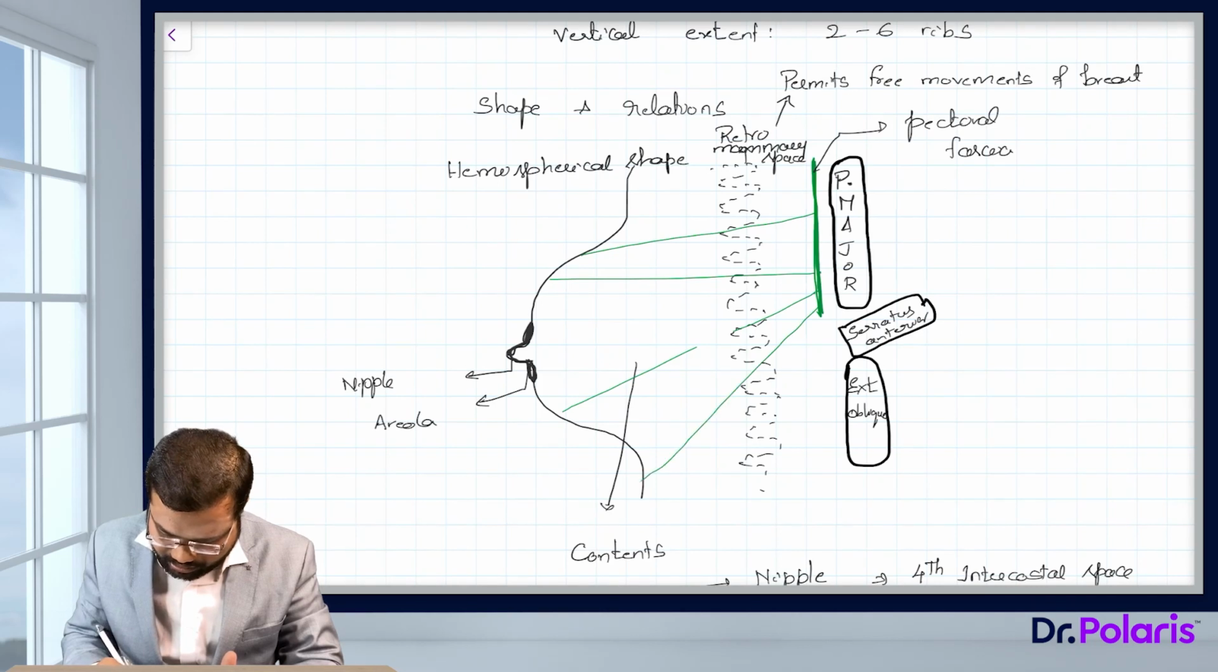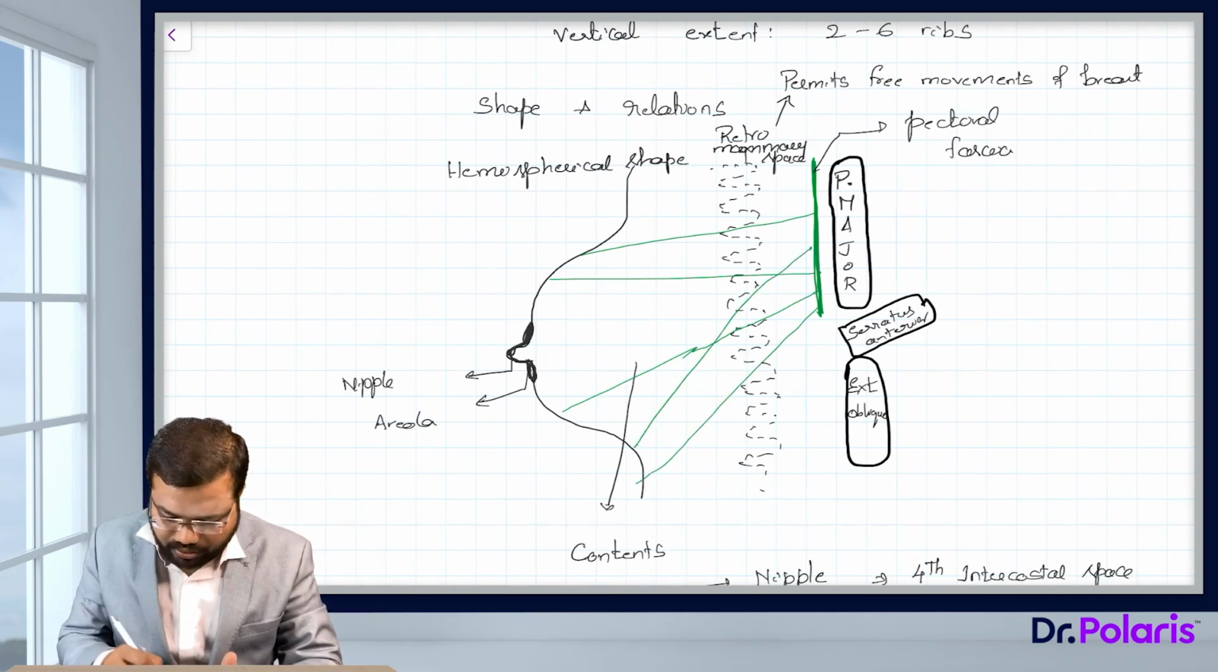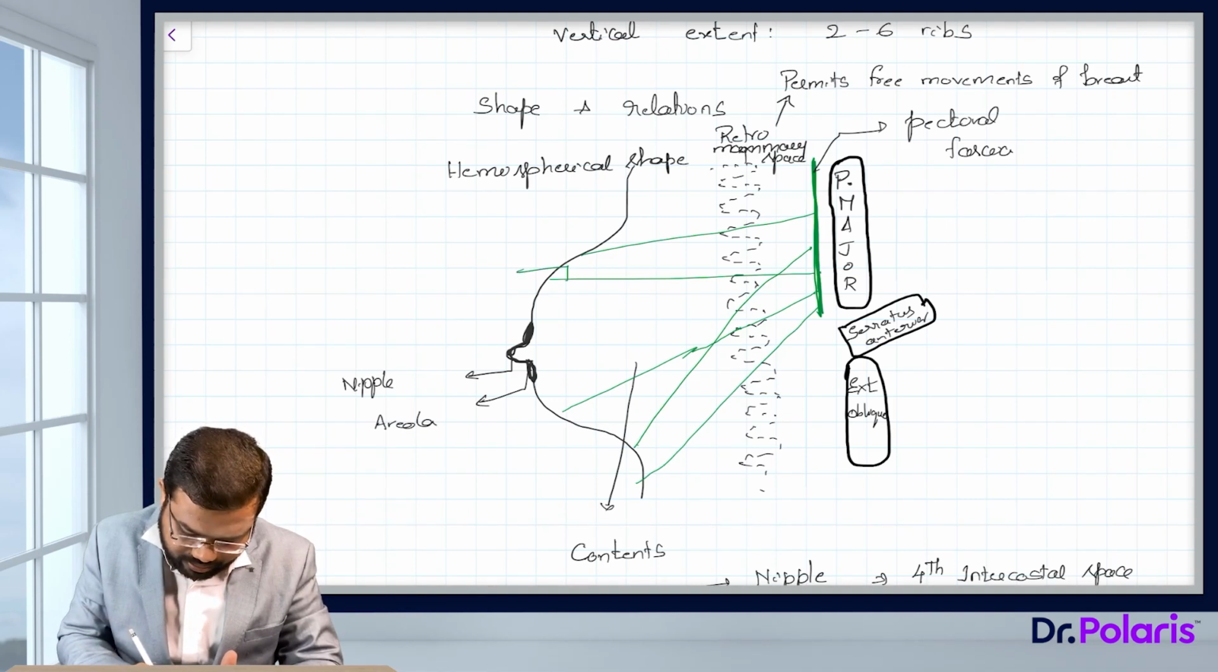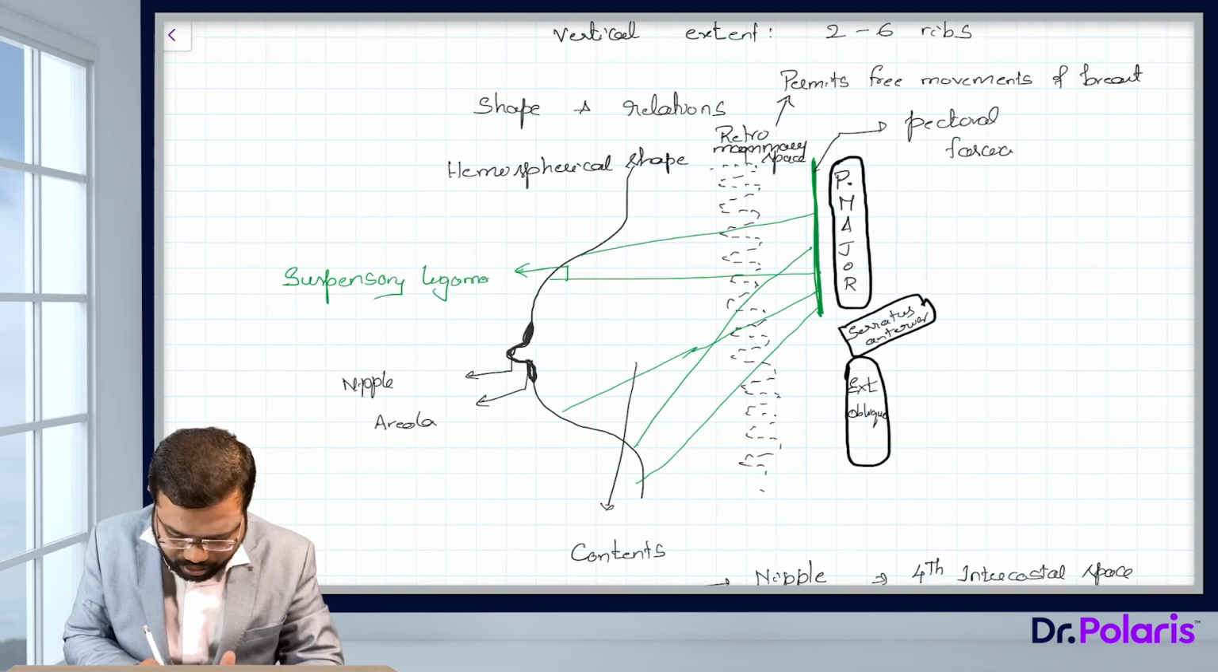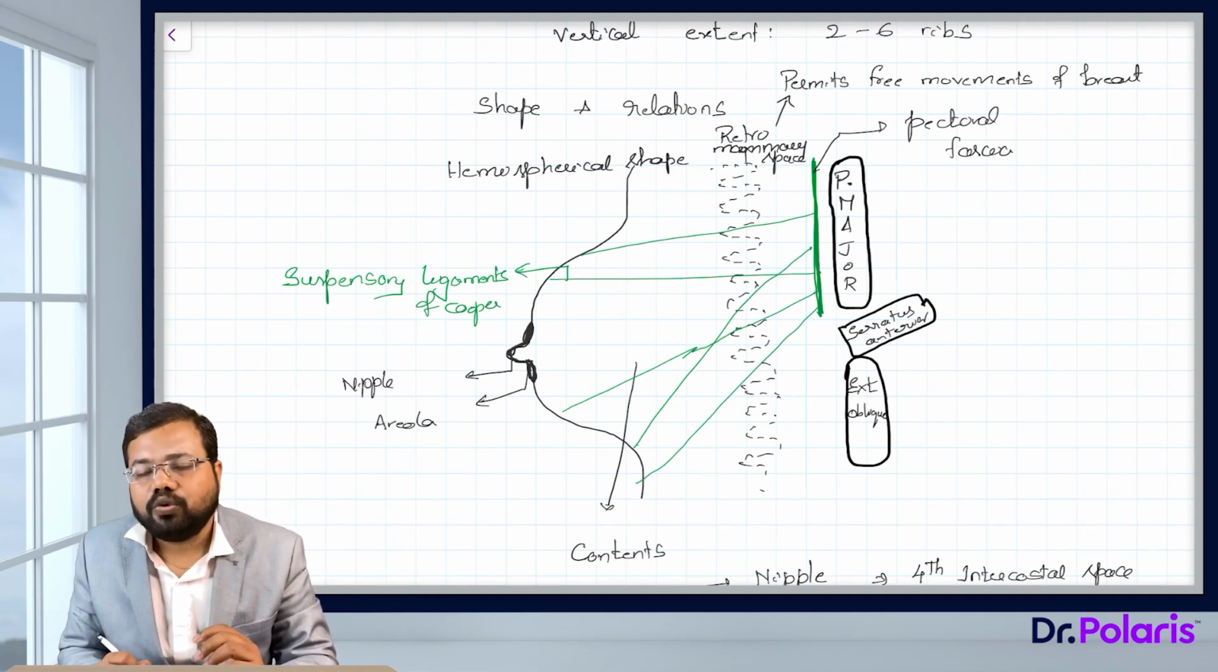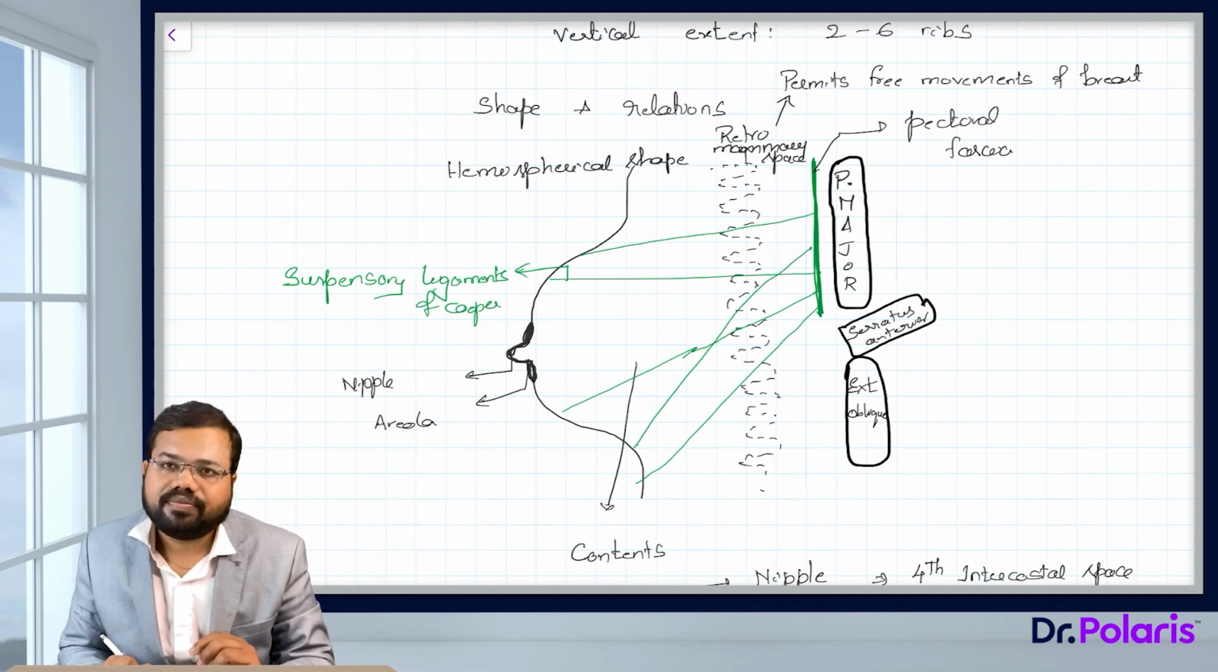They are not in this direction only, they are radiating. Okay. So these are all called suspensory ligaments of Cooper. What is the importance of these suspensory ligaments of Cooper? It suspends the breast.